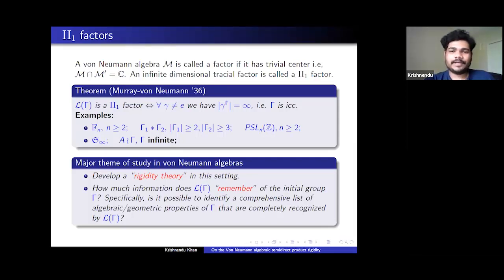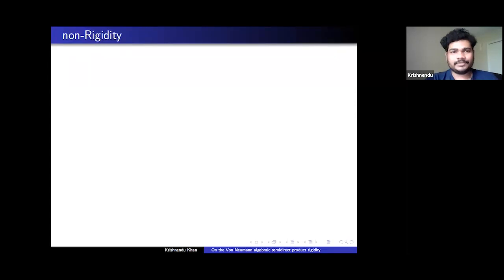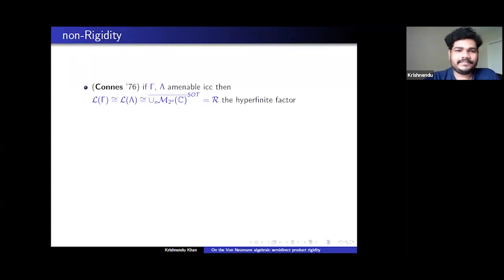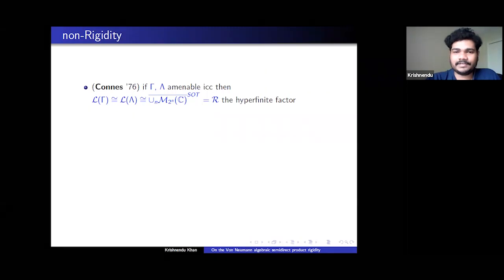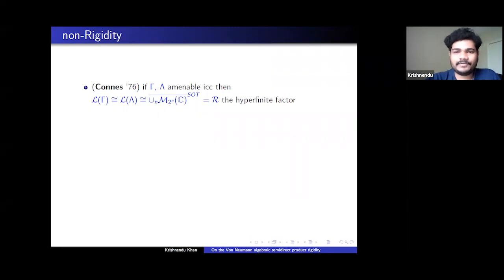So let's look at a bit of history. What sort of rigidity results do we know of, and why do we want to study rigidity theory? Let's look at the non-rigidity theory first. It was a remarkable result of Connes: if you take any two ICC amenable groups, their corresponding group von Neumann algebras are all equal to the hyperfinite II_1 factor. So there's no rigidity here.